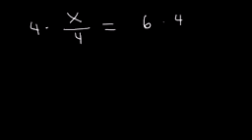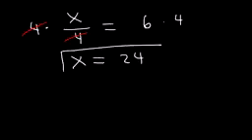Now how about this one? X divided by 4 is 6. What is the value of x? So the opposite of division is multiplication. So therefore we need to multiply both sides by 4. So x is going to equal 6 times 4, which is 24.